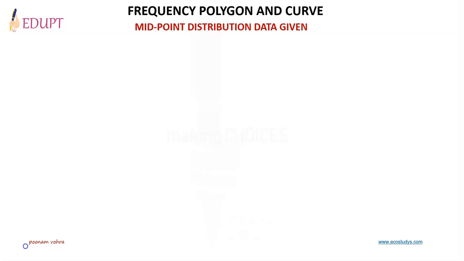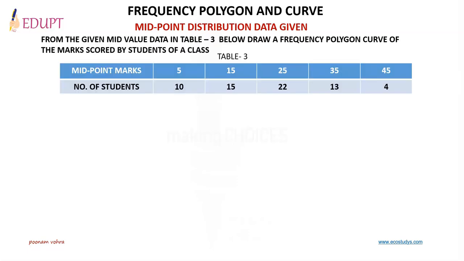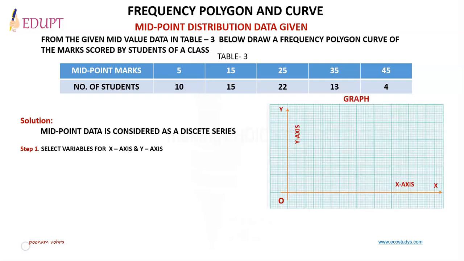Here the illustration taken is about the marks of the students, which are the midpoints, and number of students. So midpoint marks are 5, 15, 25, 35 and 45. Number of students are 10, 15, 22, 13 and 4. So we shall go step by step. So first step is that let's take midpoint data as discrete series.